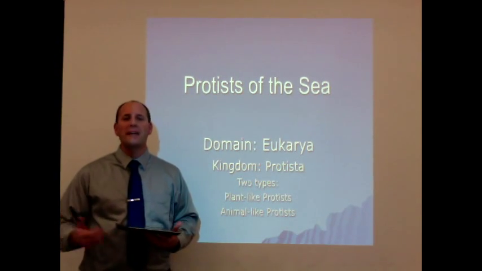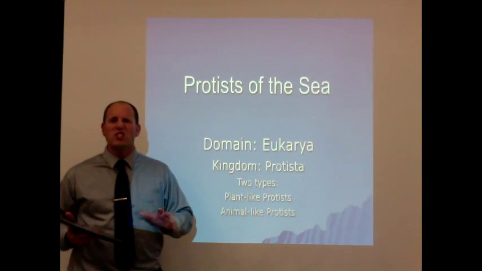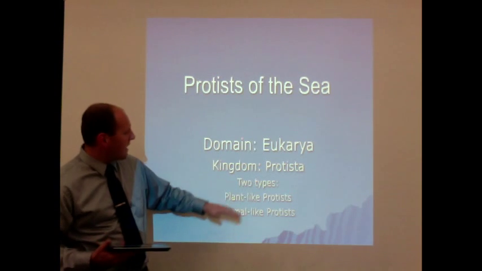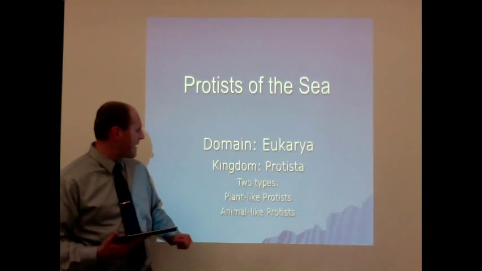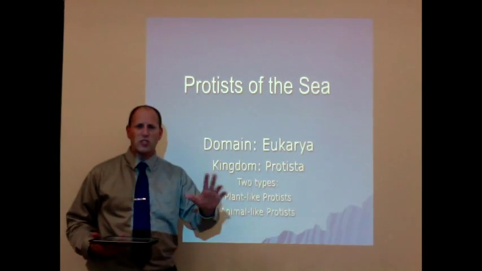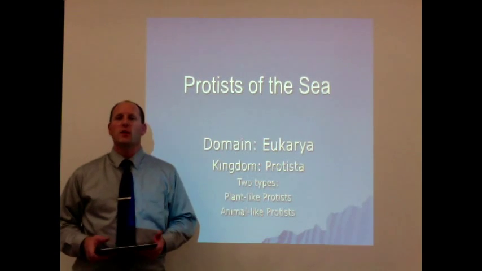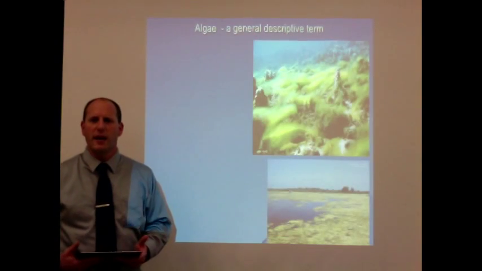There's so many different types of organisms. We're going to talk about these Protista just as two general types. And the two types that we are going to be looking at are the plant-like protists and the animal-like protists. So those are the two general types within the kingdom Protista and the domain Eukarya.